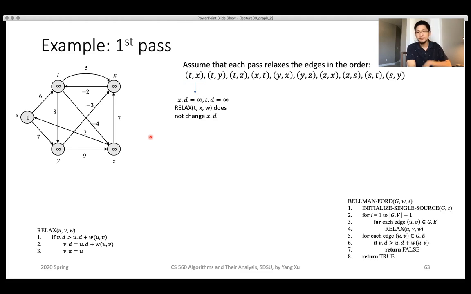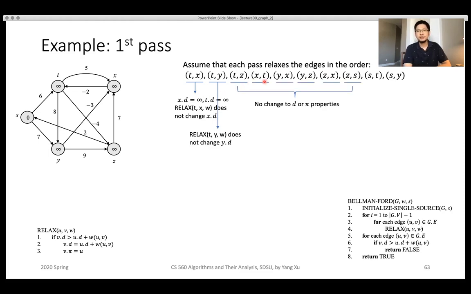Okay, so that's what happened after we call relax on t and x. Similarly for ty, nothing will be changed as well. And for tz, xt, yx, all the way down to zs, because the source vertex and the destination vertex all have infinity as their d attributes and a pi attribute, nothing will be updated when the relax procedure is called. Okay, so the exception is here at edge st, which connects s to t.